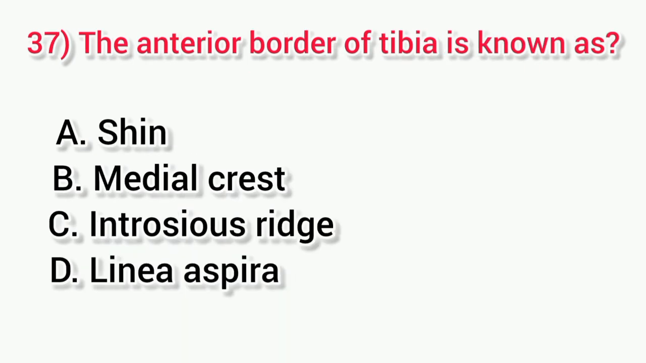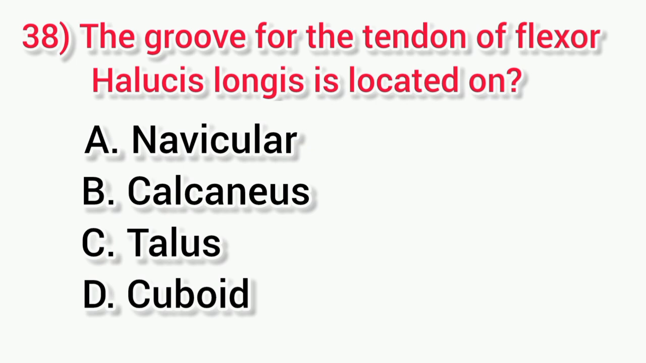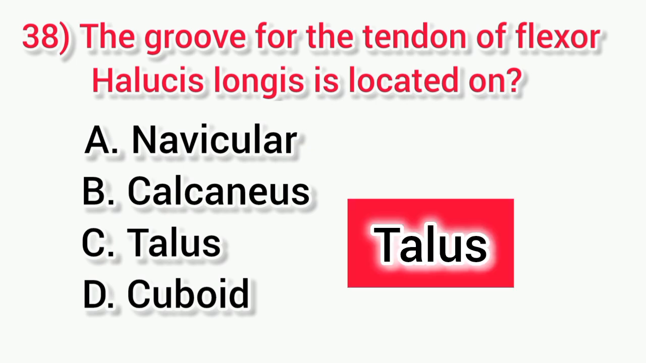The anterior border of the tibia is also known as? The right answer is option number A. Shin. The groove for the tendon of the flexor hallucis longus is located on? Option number C. Talus.